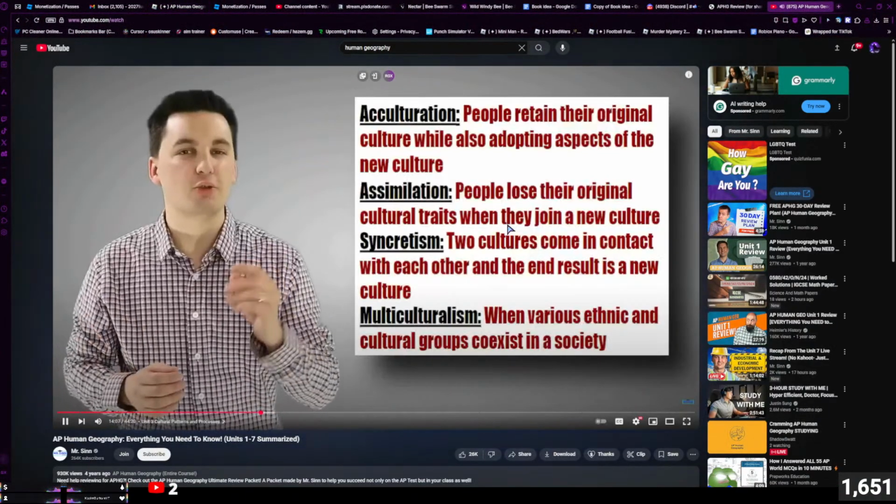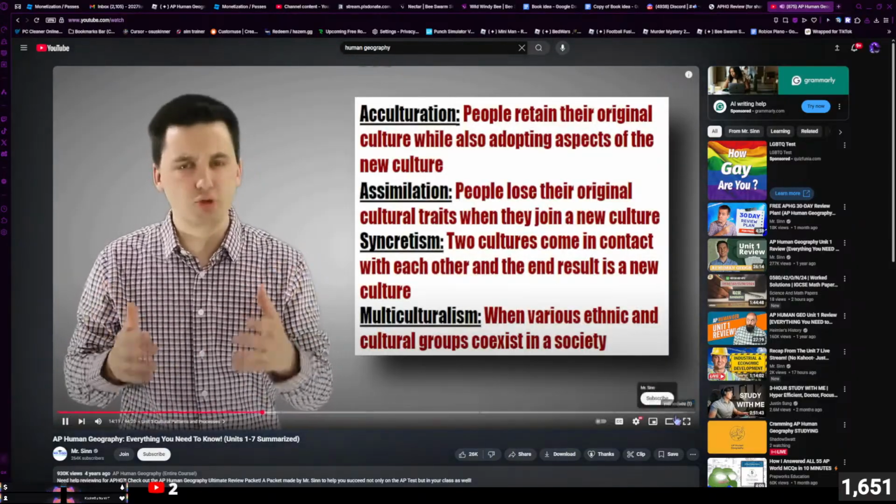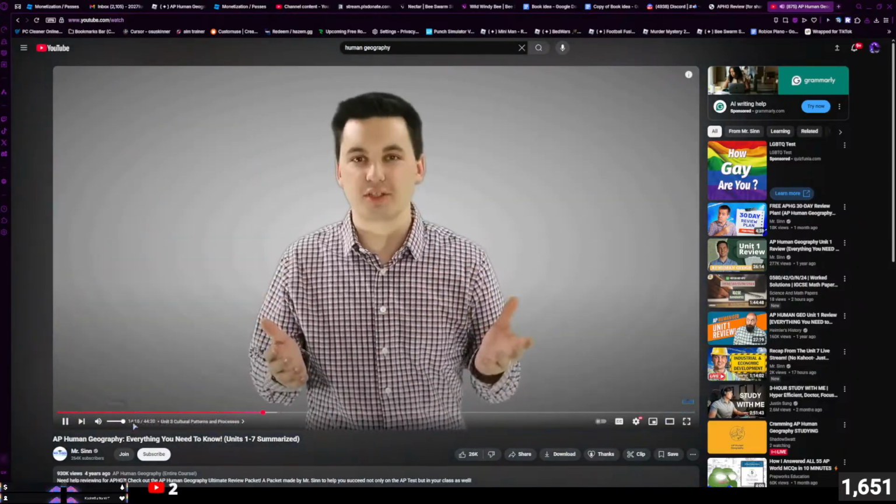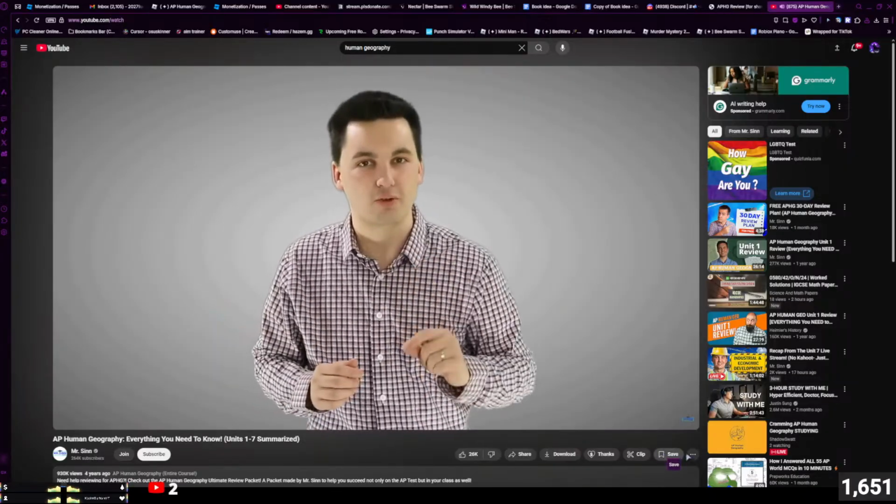New cultural traits. At the same time, we can see acculturation, assimilation, syncretism, and multiculturalism as we see cultures merge and adapt to one another and change. And sometimes we might see cultures isolate themselves, such as folk and indigenous cultures, which want to try and protect their unique cultural identity from a global culture.